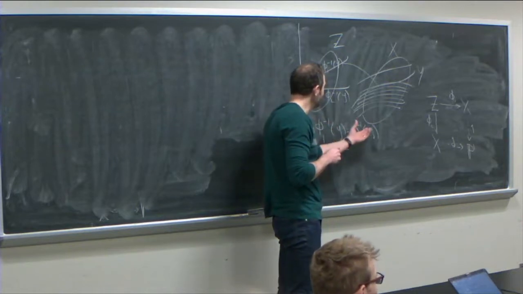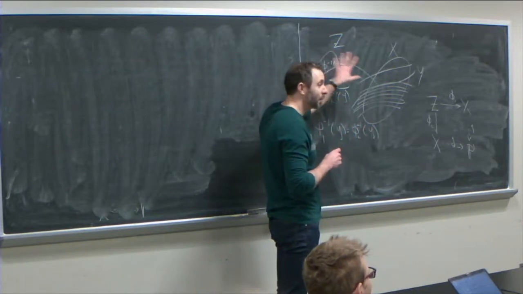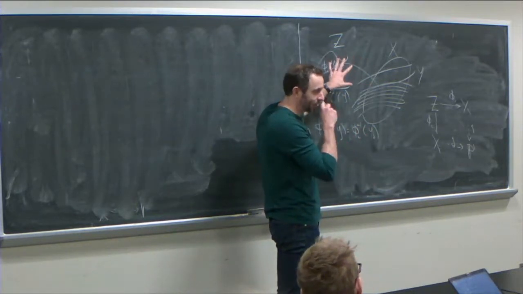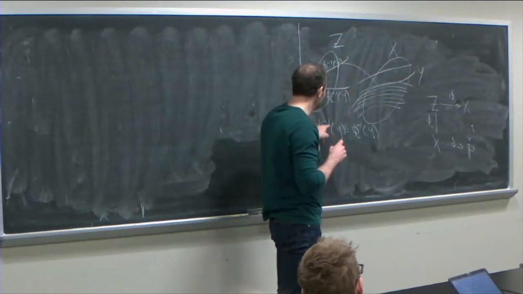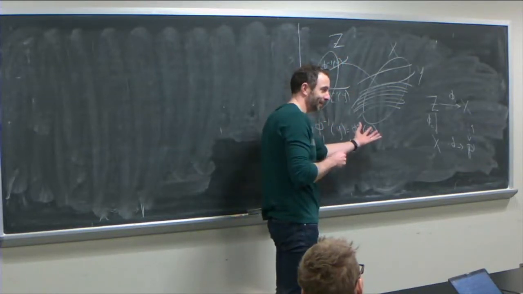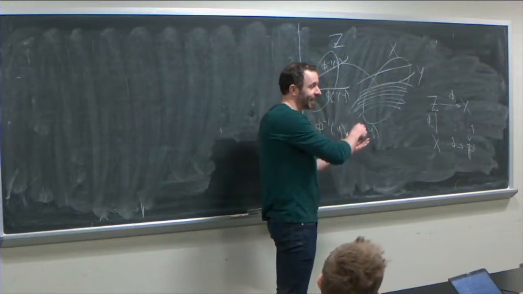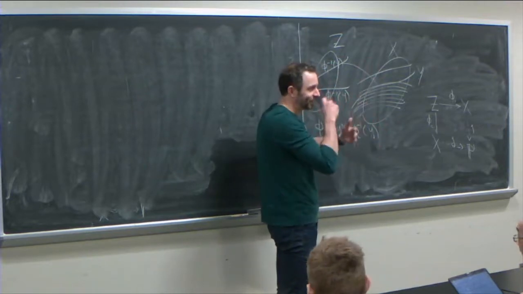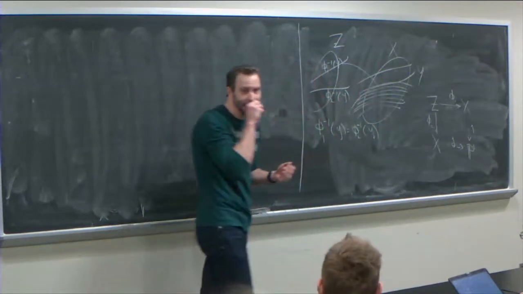You can imagine if instead of working with schemes, let's say everything is affine and I work in the rings, you could imagine I'm looking at some ideal, and I could either look at the radical ideal or I could look at the ideal. Okay.